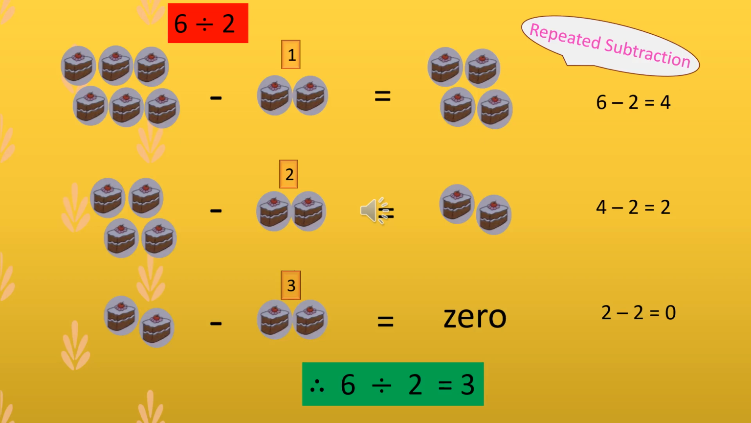Now children, see how many times we have subtracted 2. Just count it. 1, 2, 3. Yes, 3 times we have subtracted 2 from 6. So we can say 6 divided by 2 equals 3.